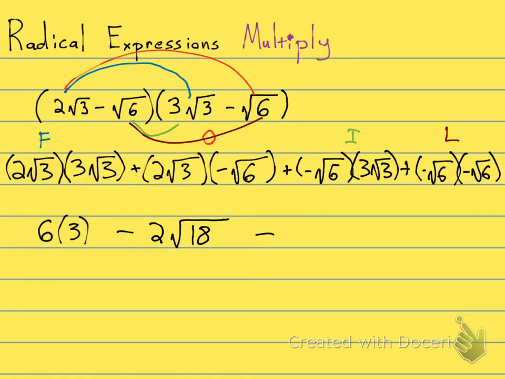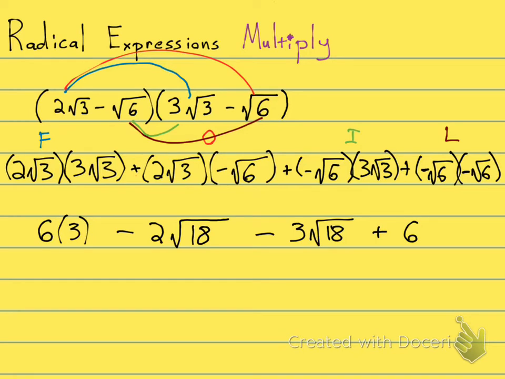Minus square root of 6 times 3 square root of 3. The 3 is going to be on the outside, and this is going to be the square root of 6 times 3, which is 18. Now I have plus a negative times a negative. That is going to be a positive. And what's the square root of 6 times the square root of 6? 6. That's right. Square root of 6 times square root of 6 is 6.